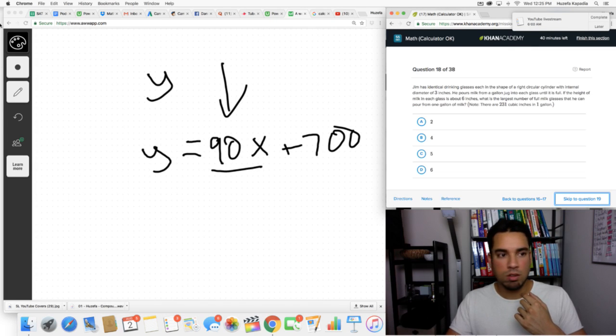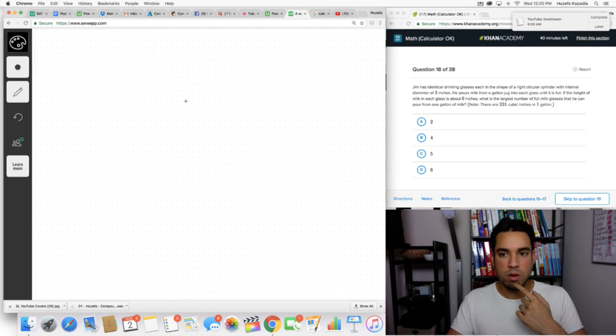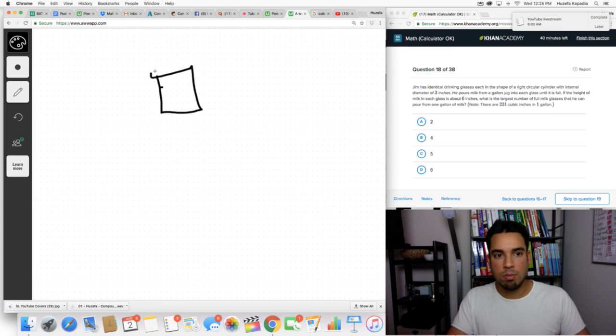These are tough questions. So now we're already at 18, so we're almost halfway, and we've got 40 minutes left. Jim has identical drinking glasses, each in the shape of a right circular cylinder with an internal diameter of 3. So this is 3.